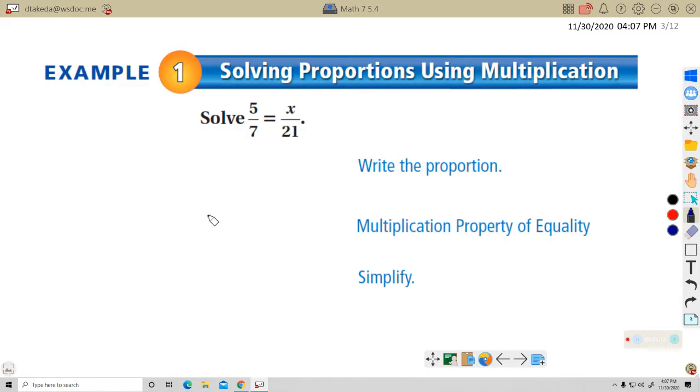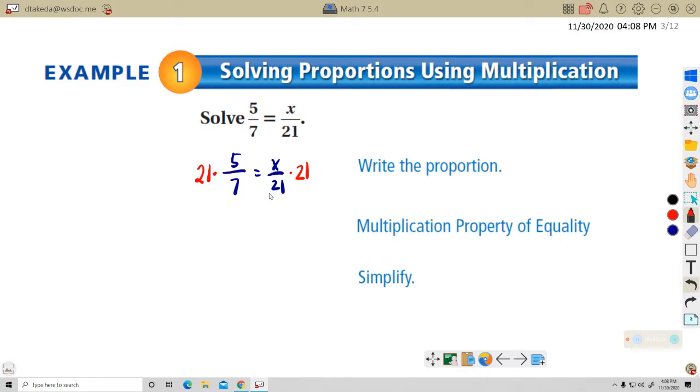Example 1, solving proportions using multiplication. Solve 5 over 7 equals x over 21. So let's write the proportion. 5 over 7 equals x over 21. The multiplication property of equality says if I want to clear the division by 21, I have to use the inverse operation, which is to multiply that right side by 21. And if I multiply the right side by 21, I multiply the left side by 21.